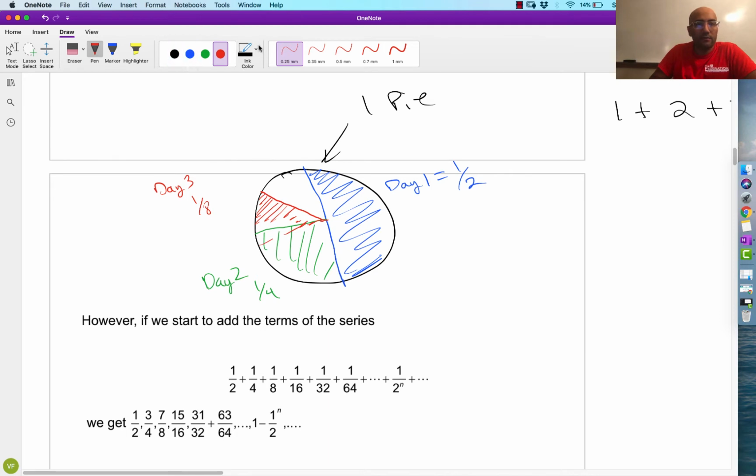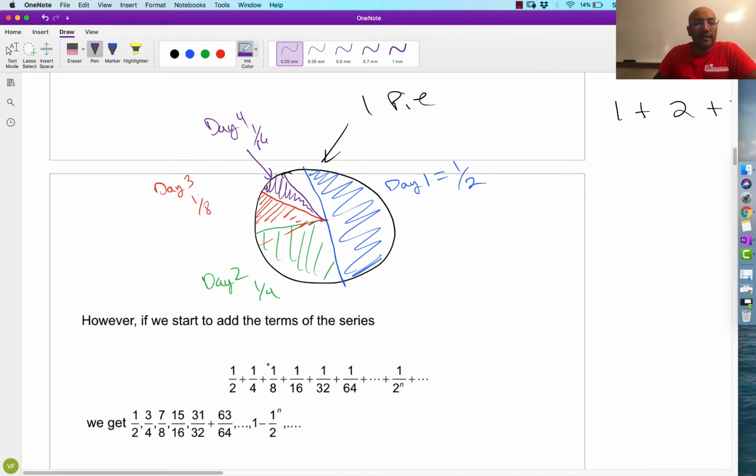And then, let's get another color going in here. On day, let's go with purple. On day 4, you have 1/8 left over, so you eat half of that. That's going to get you to 1/16. So that's this one. And that's going to be day 4. You have 1/16. Okay, that's what this is.